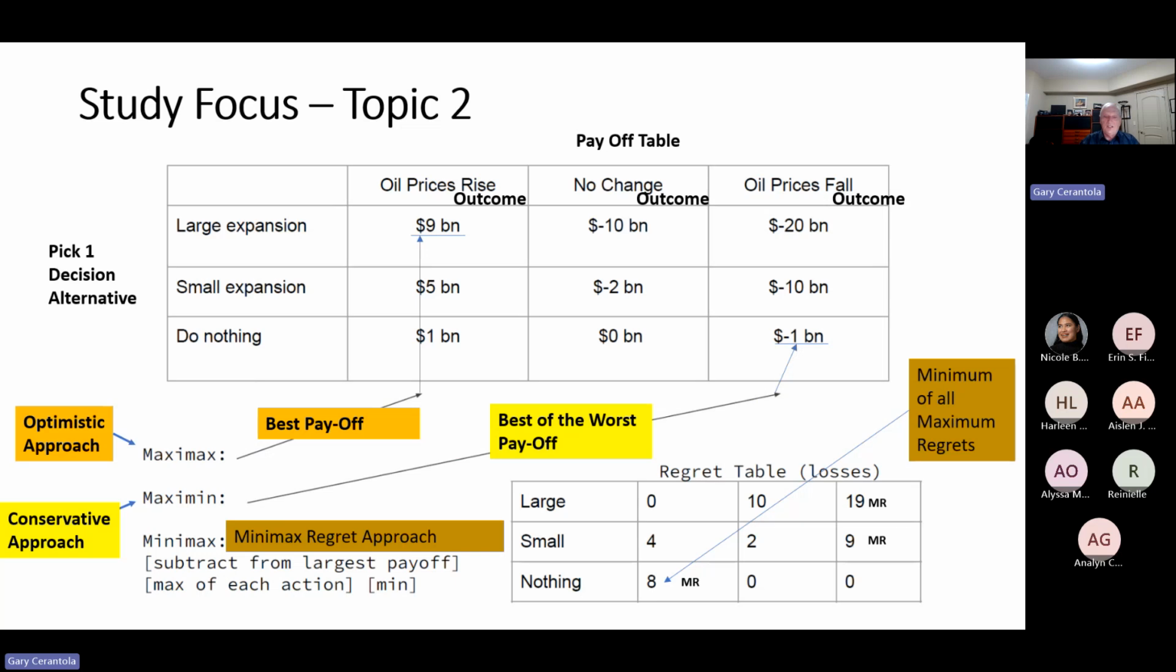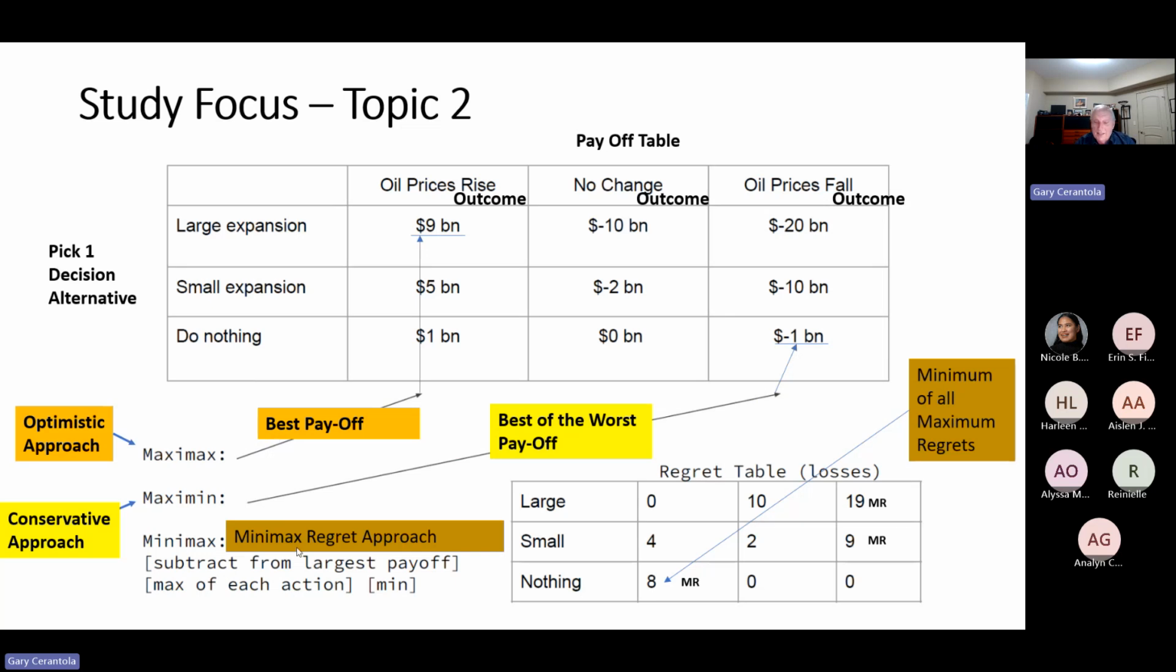So you can see on a Maximax, on a large expansion, if oil prices rise, you could make $9 billion from that expansion, say in 1 year. But if nothing changes, you could lose $10 billion. And if oil prices fall, you could lose $20 million. So that's the way you look at it.